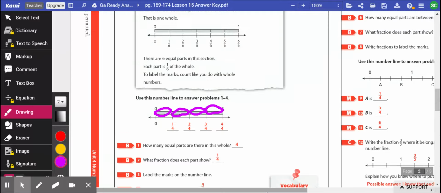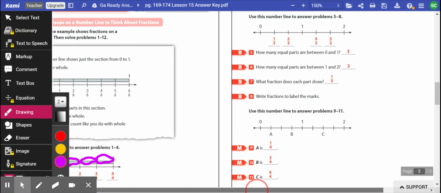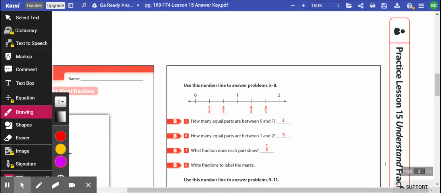Now we're going to look at page 172. Sorry, I scrolled too fast. And we can see that we're going to use this number line to answer problems 5 through 8.